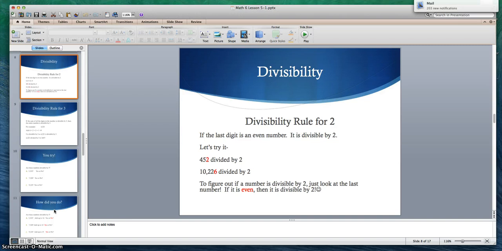Now for our divisibility rules. So to figure out if a number is divisible by a certain number, there are rules you can use to make it a lot easier. To figure out if a number is divisible by 2, you just look at the very last digit. If it's an even number, then it will always be divisible by 2. So like 452. 2 is even, so yes, it's divisible by 2. 10,226 has an even last digit, so that too is divisible by 2.